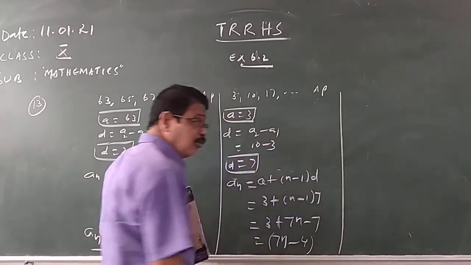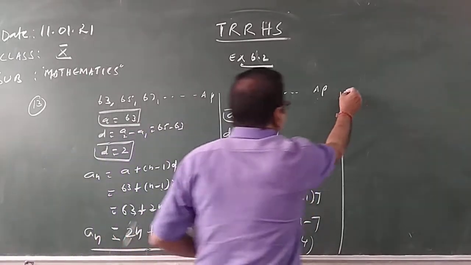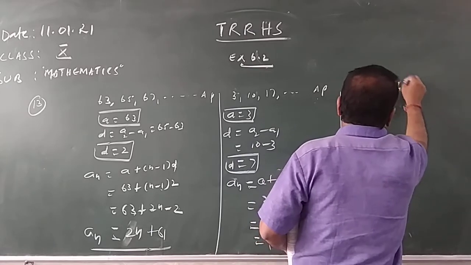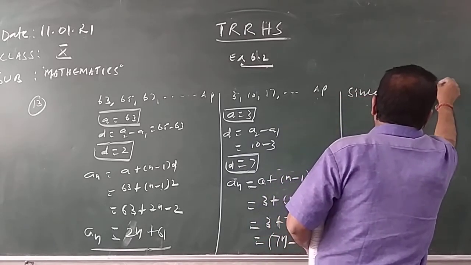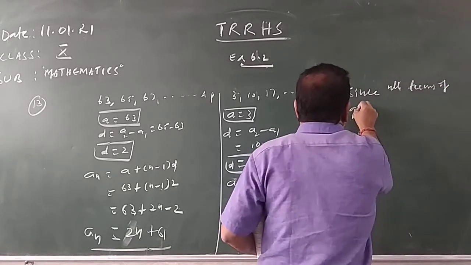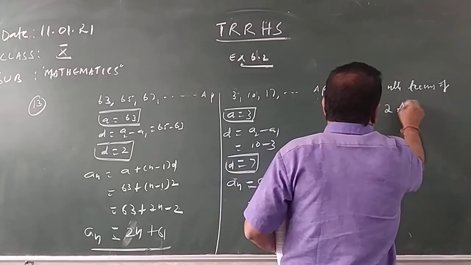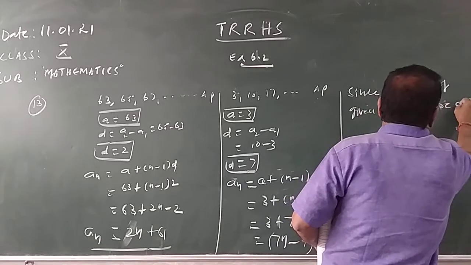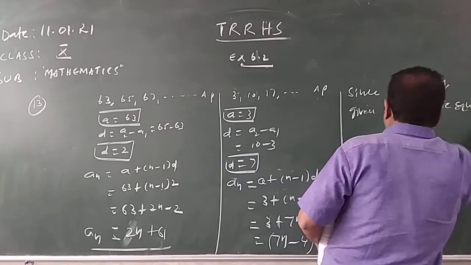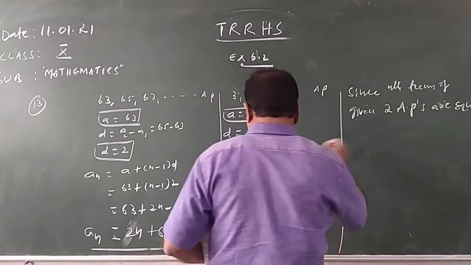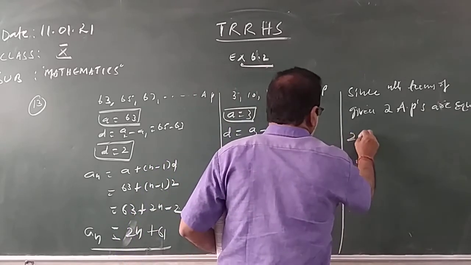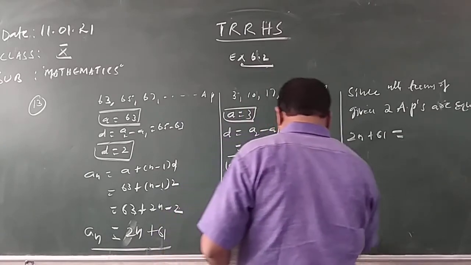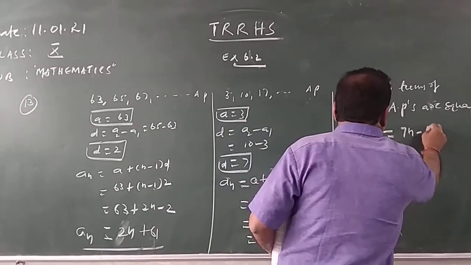Since the nth terms of the two APs are given as equal, the first term is 2n plus 61 and the second term is 7n minus 4.